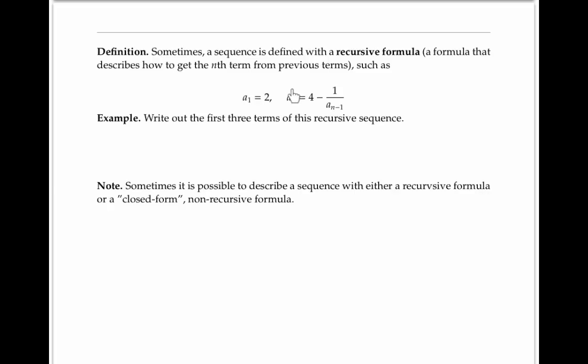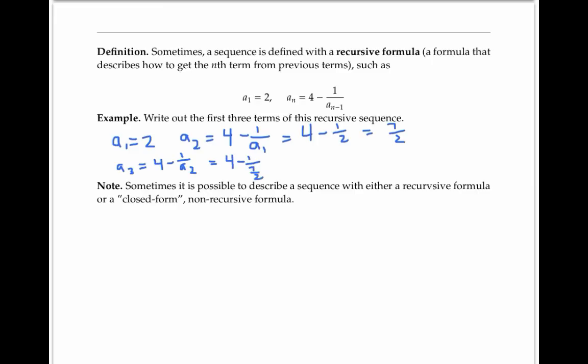Sometimes, the nth term of a sequence is defined indirectly in terms of previous terms. This is called a recursive formula. To write out the first few terms of this recursive sequence, we're told that a sub 1 equals 2. To find a sub 2, we just use the recursive formula, 4 minus 1 over a sub 1. Since a sub 1 is 2, that's 4 minus 1/2, or 7/2. To find a sub 3, we just apply the recursive formula again, 4 minus 1 over 7/2, which simplifies to 26/7.